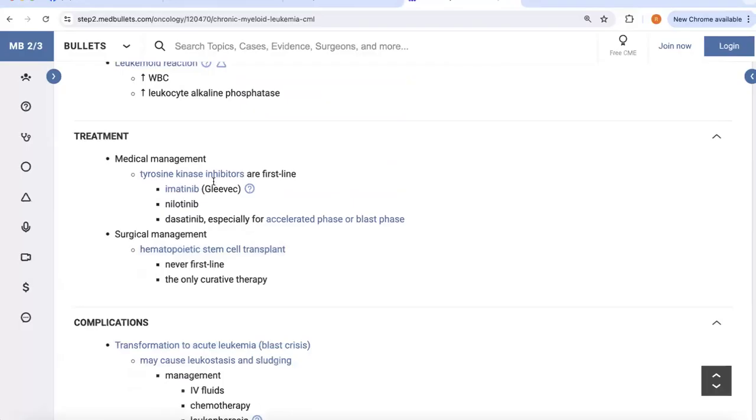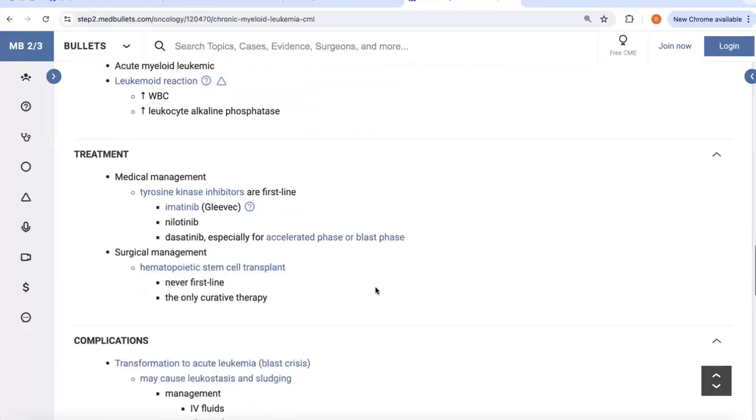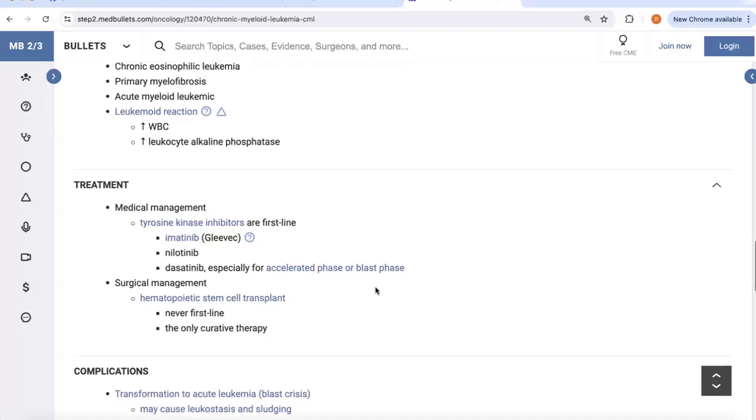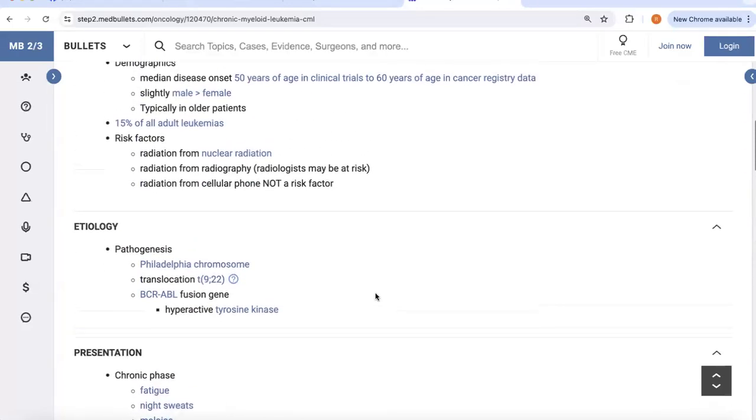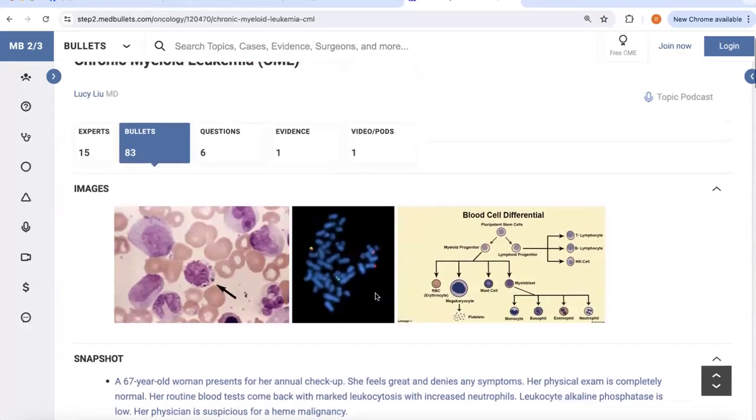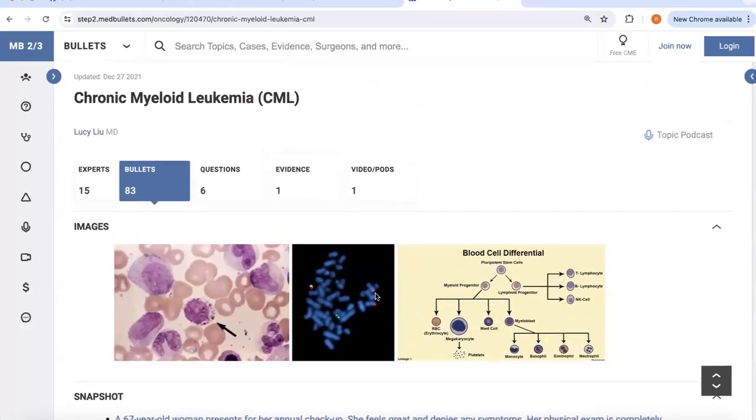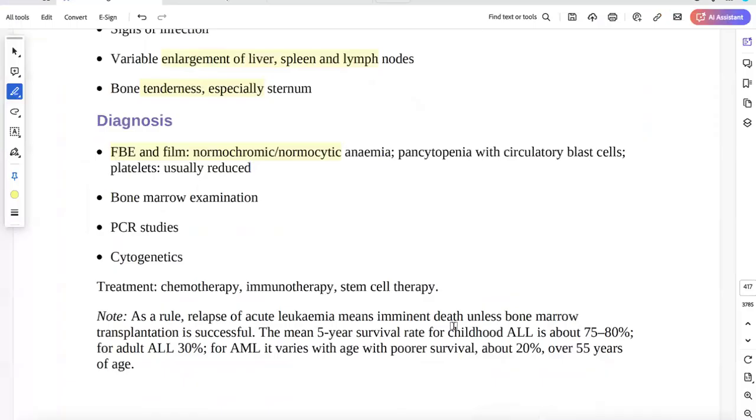Medical treatment is mainly chemotherapy, and sometimes even stem cell transplantation can also be tried, and that is the curative treatment. Okay, so I want you guys to make a note from these bullets regarding these four leukemias, and that will be very important for the exam. Any questions, guys?